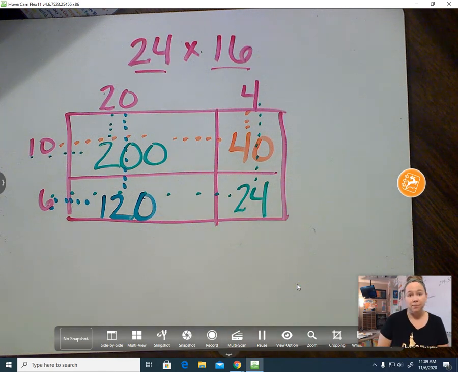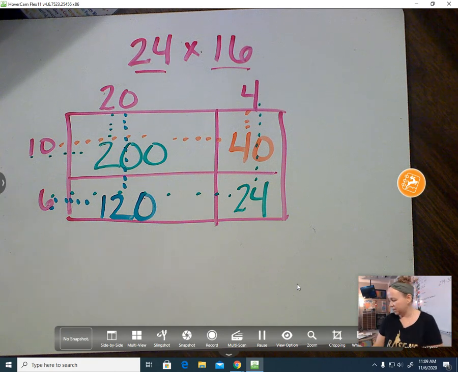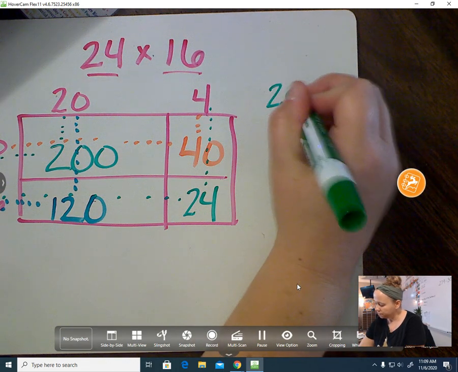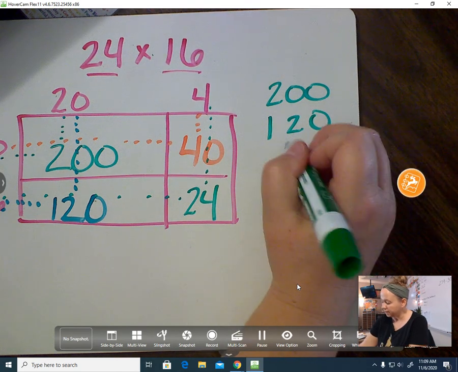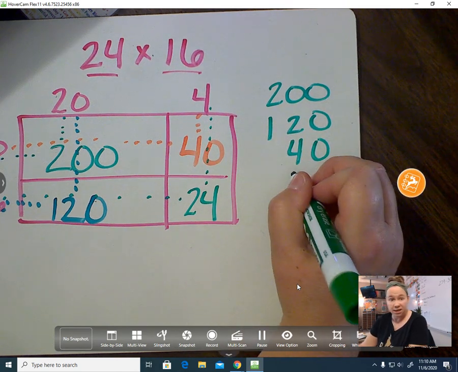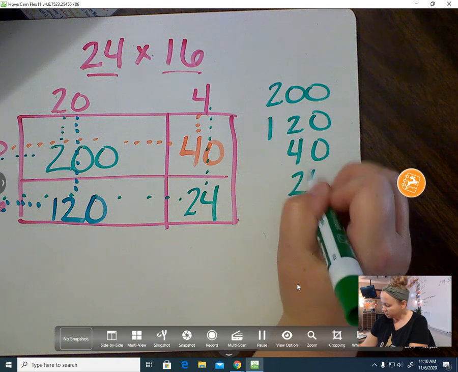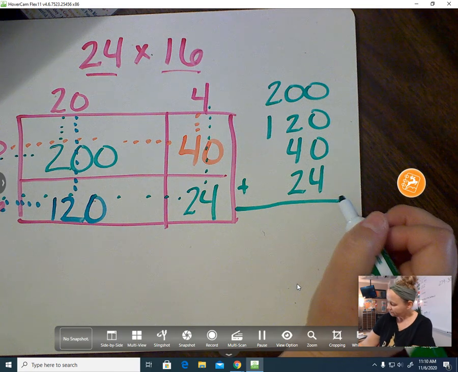All right, last step. We broke them apart. We multiplied. What do we do last? Put them back together. You got it. All right, so off to the side here, I'm going to write 200 plus 120. And does it matter which order I write these in? No, it does not, because of the commutative property. It tells me that the order in which I add does not change the sum.